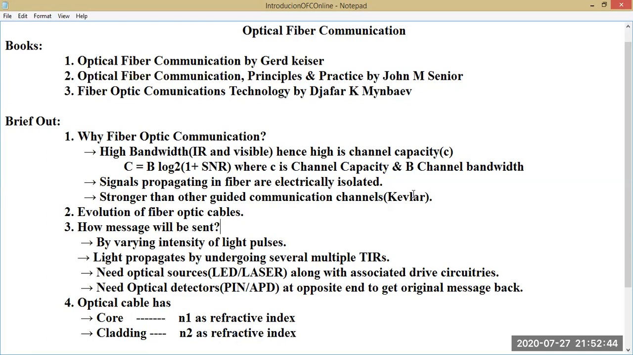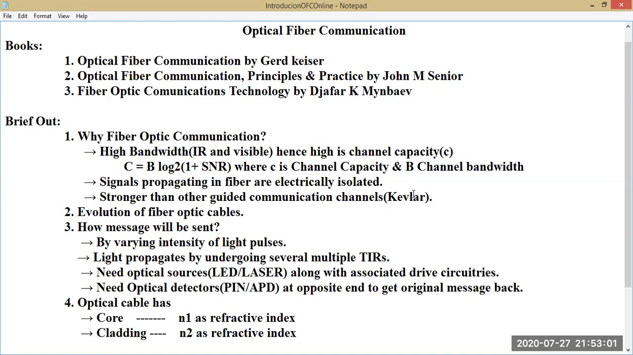Therefore, you just remember that within 10 decades, optical fiber cables have been developed in such a way that its attenuation has got reduced, and that value has come down to less than 1 decibel per kilometer.